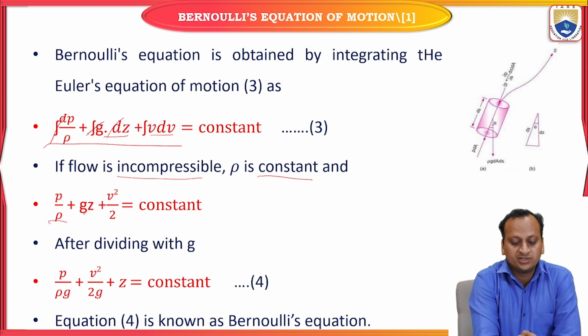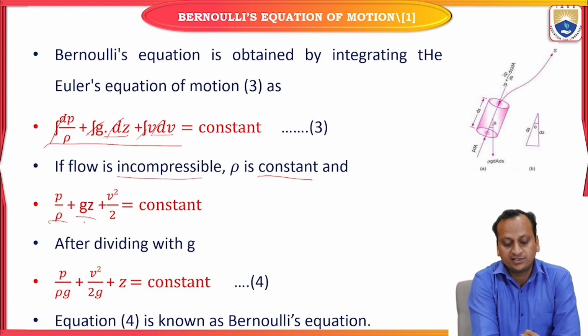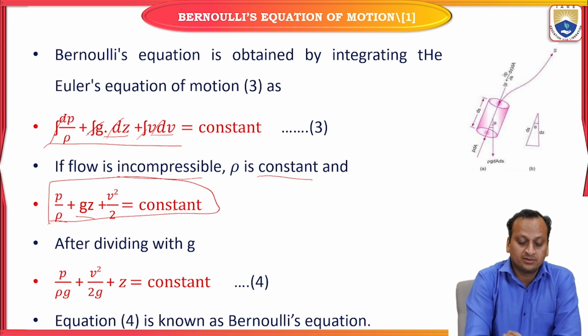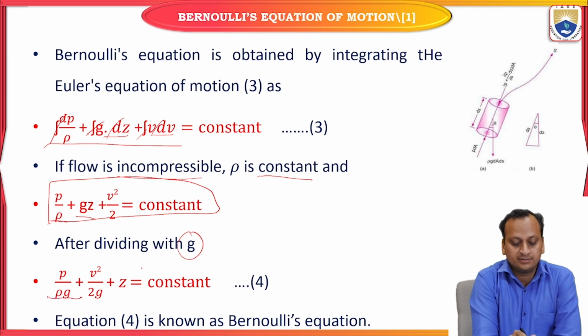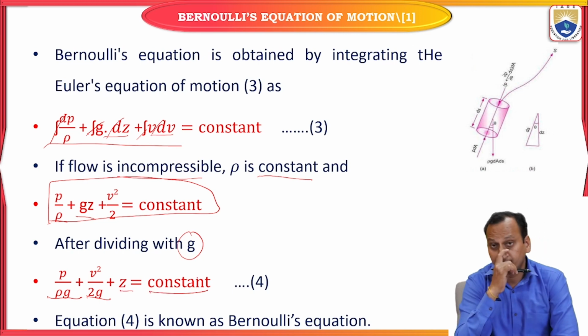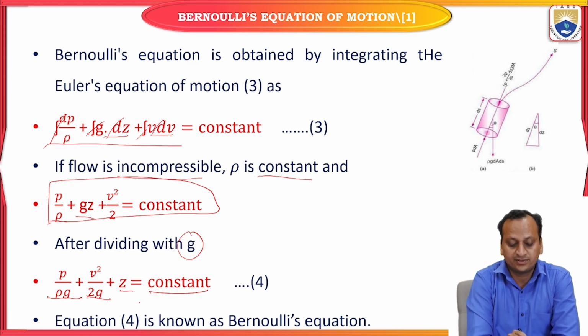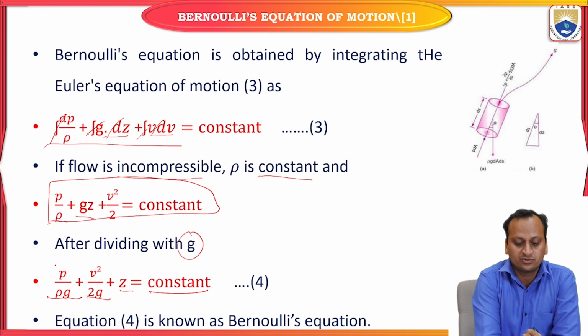Similarly, this becomes g into z, plus this becomes v square by 2, then this is equal to constant. So p by rho plus gz plus v square by 2 is equal to constant. After dividing with g, the acceleration due to gravity, we will get the equation 4. That is p by rho g plus v square by 2g plus z is equal to constant.